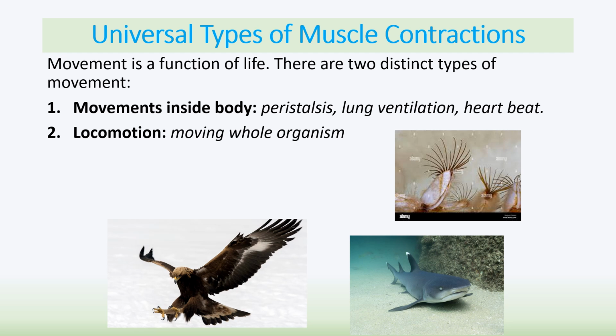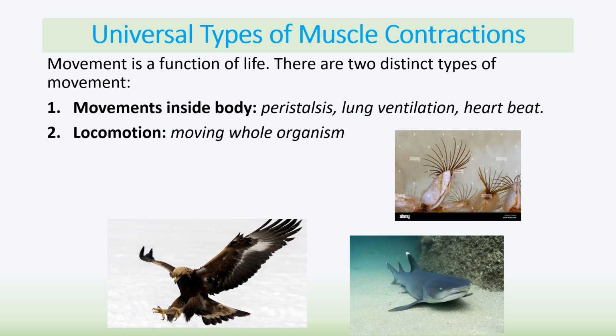So the first thing you need to know is that muscle contractions are effectively important for all living things. Movement is a function of life, and there are two distinct types of movement. So there are muscle movements inside the body, so that could be peristalsis, for example swallowing food or pushing food through your digestive system, lung ventilation, so breathing in and out, and the heartbeat.